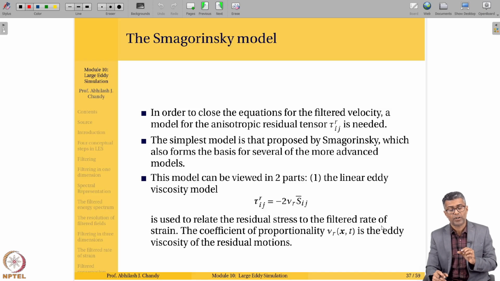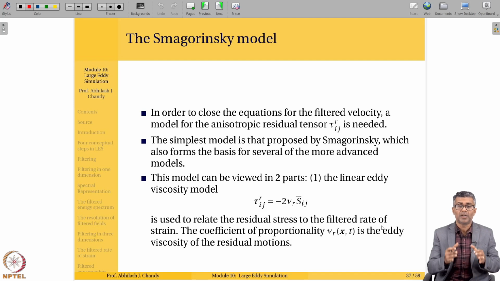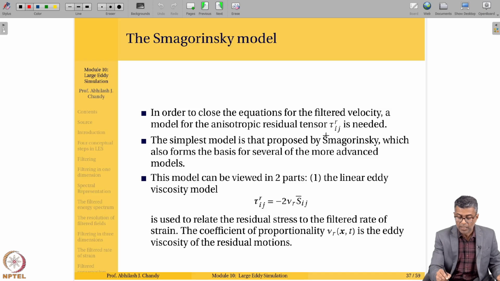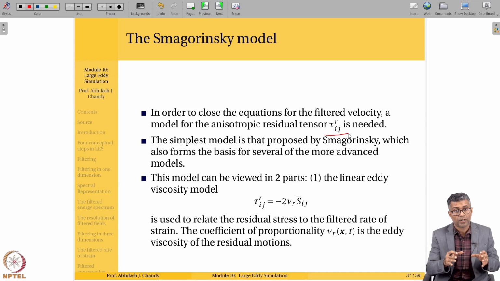I'll discuss the differences as we derive these equations, but I am discussing here the classical version of the Smagorinsky model. In order to close the equations for the filtered velocity, what we need is a model for the anisotropic stress tensor, isn't it? The tau ij superscript small r. Because remember, we had split it into an isotropic and an anisotropic part.